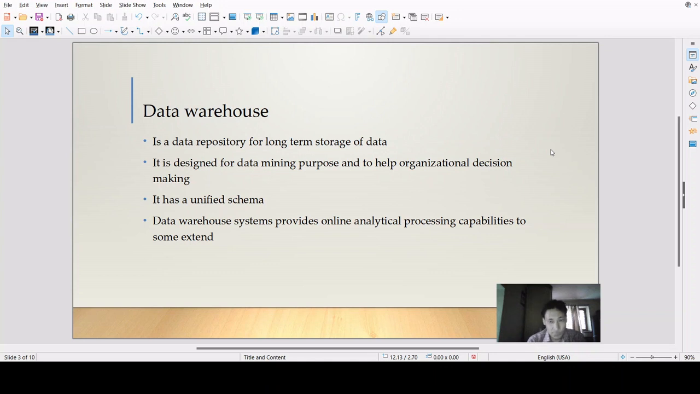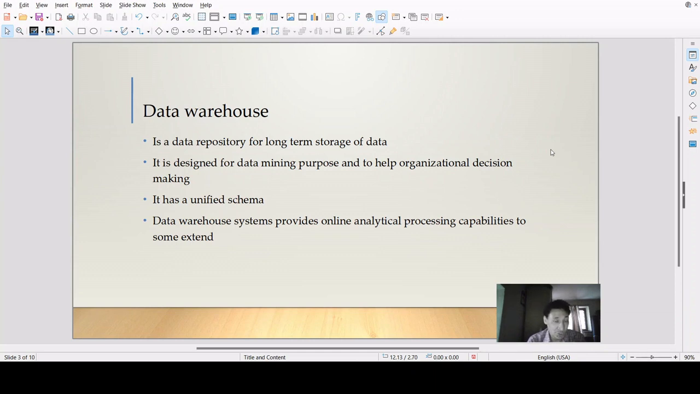Data mining purposes have to be understood at the very beginning to design the data warehouse. The data warehouse is designed for data mining purposes and to help organization decision making. Whatever data is stored within the data warehouse can be processed, and different kinds of information can be generated using different data mining functions, and that information can be of great value for the organization's decision making process.